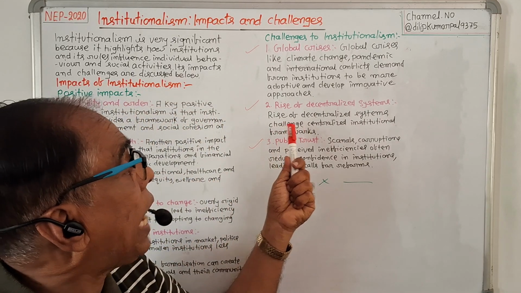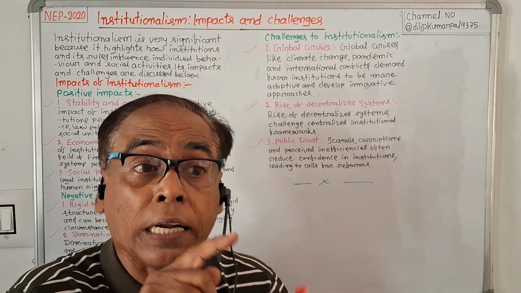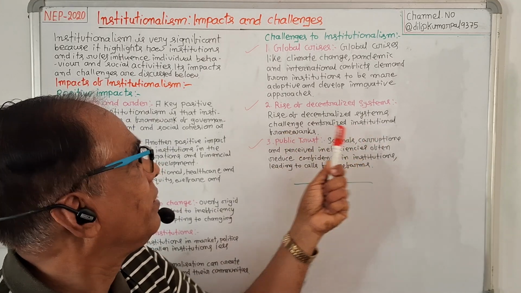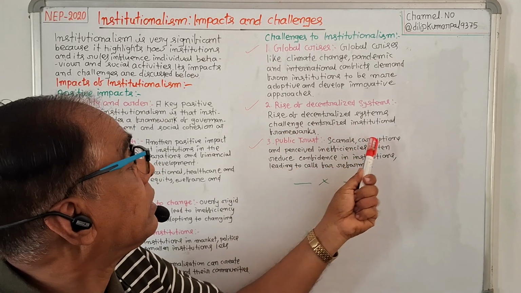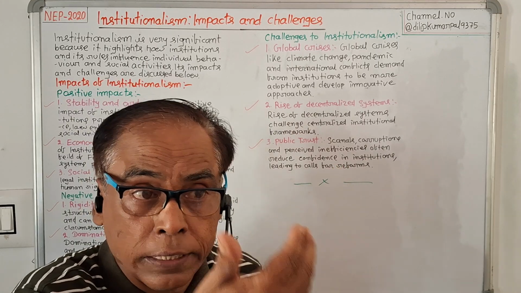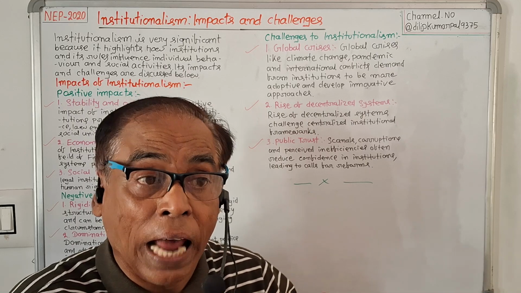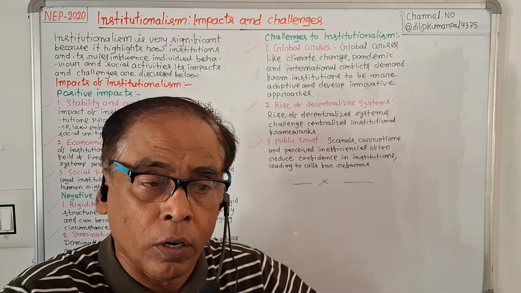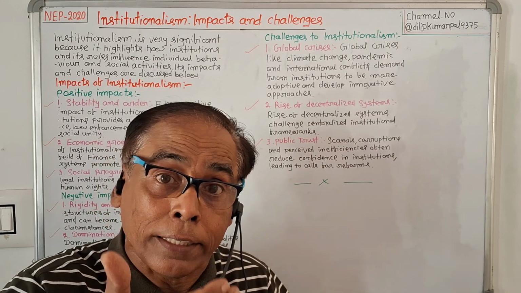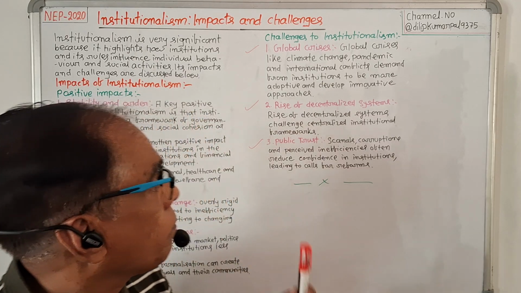Number two, rise of decentralized system. Another challenge for institutionalism is rise of decentralized system. Rise of decentralized systems challenge centralized institutional frameworks. Another challenge to institutionalism is rise of decentralized system. Rise of decentralized system or division of power system challenges the centralized system of institutions.